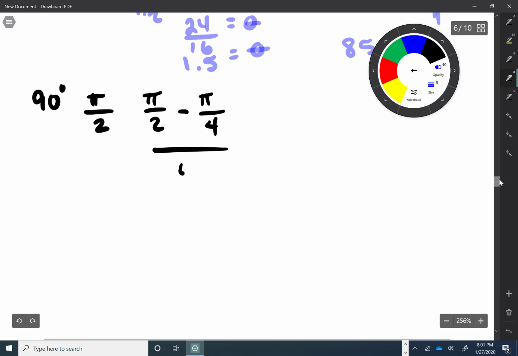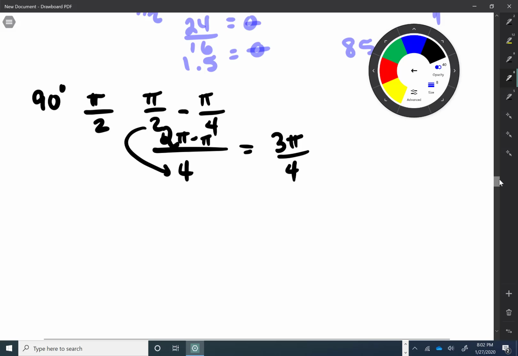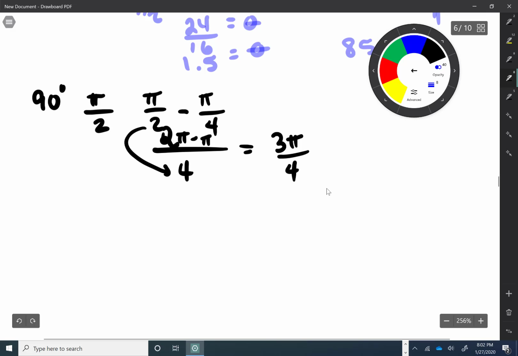Or I could do pi over 2 minus pi over 4. It would take some subtraction with fractions. So 2 goes into 4 2 times. 2 times pi is 2 pi. So I have 2 pi minus 1 pi, which is 3 pi over 4. So that's what it would be if it were in... oh wait, sorry, 2 pi minus 1 pi is not 3. I'll keep looking at that, trying to figure out what I did wrong. That would be pi over 4.